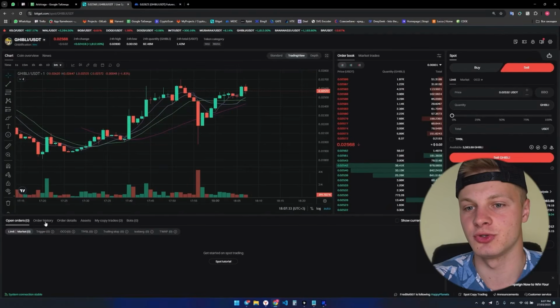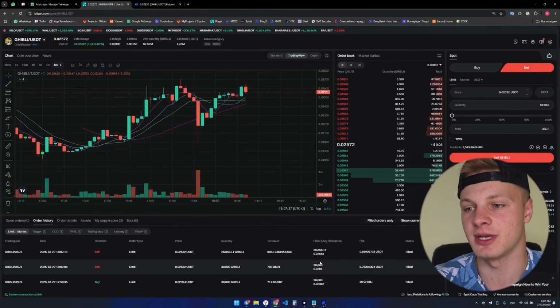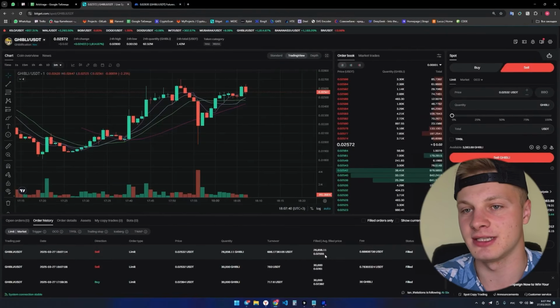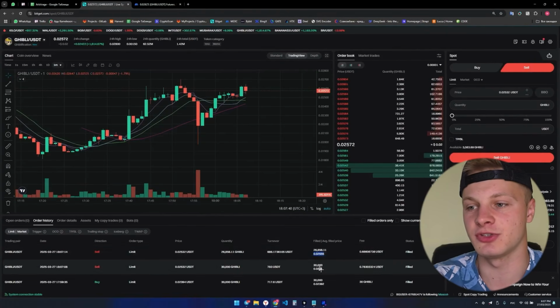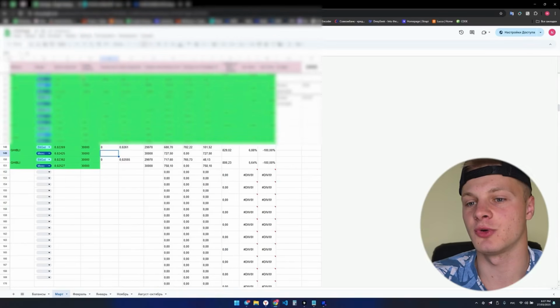Naturally, you can see the orders on the exchange, the order history. You can see the opening price, the closing price, and how many tokens I sold. Accordingly, since we had a buy on Bitget, that means we sold on Bitget. I sold 300,000 tokens twice. We entered the prices into our table, and now we're going to close our shorts on MEXC.